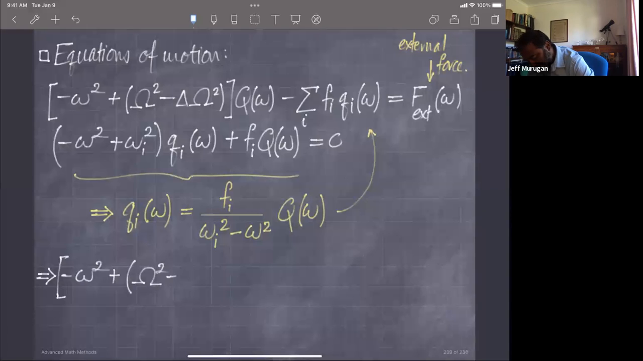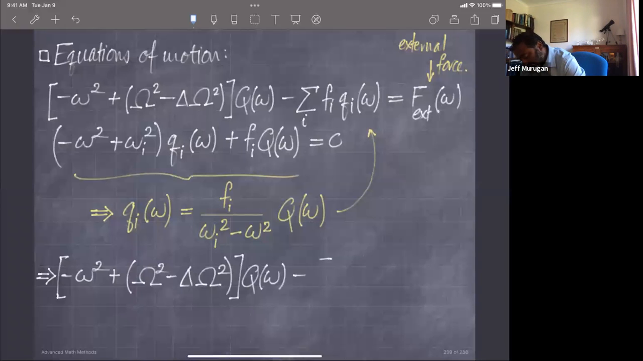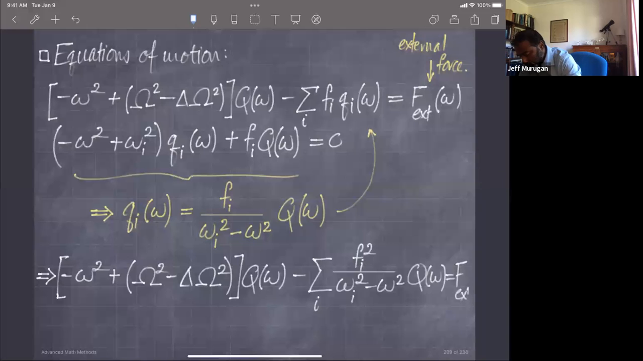Omega squared minus delta omega squared times q of omega, minus sum over i of f_i squared over omega_i squared minus omega squared times q of omega, and all of that is equal to this external force F. Okay.